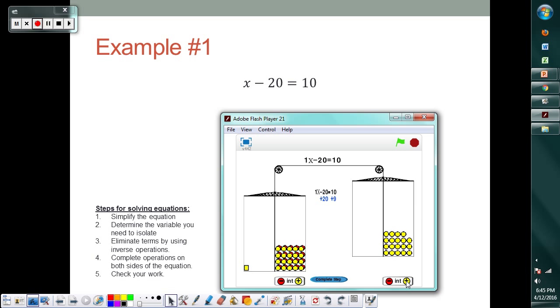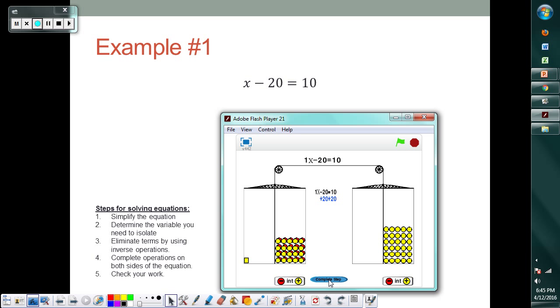And then I'm going to add until my two sides are equal again, which in this case would be adding the same. So I have 20 on both sides. My equation, my scale is balanced again. I complete my step, and it tells me that x is equal to 30. And then I have my work right here.